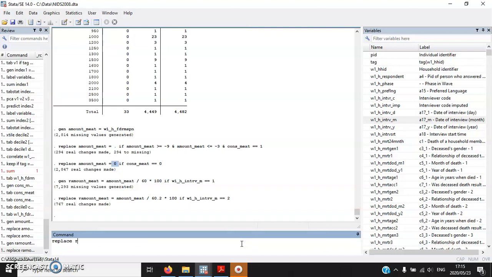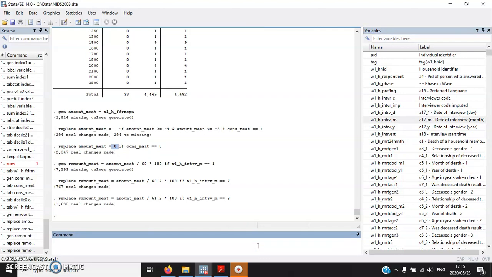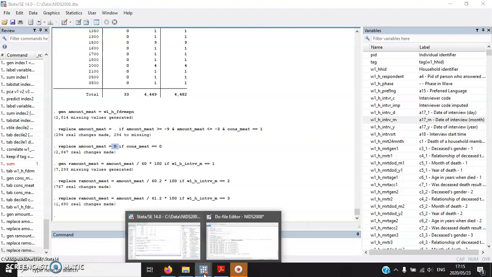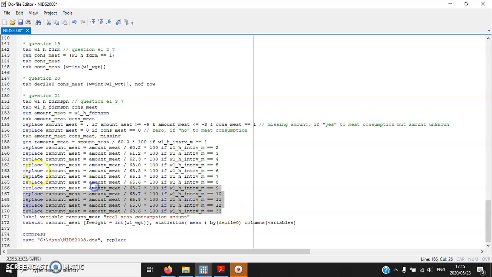Okay, let's do one more. Then we can run the do file. The March CPI, 61.2 if interview month is March. Okay. So I stop for 10 seconds. Okay. Then I think we can run the other commands from April up to December and even the missing people with the missing month. So we can run the command from 161 to 170. So highlight these 10 lines of command, execute.